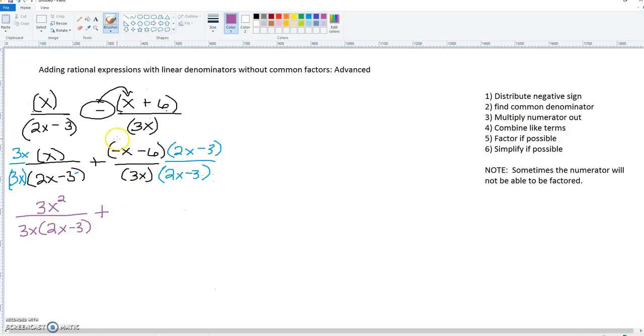Put our plus sign. And now we're going to distribute. We're going to do the FOIL method like we did in week 3. So negative x times 2x gets us negative 2x squared. Negative x times negative 3 is a positive 3x. Negative 6 times 2x is a negative 12x. And negative 6 times a negative 3 is a positive 18. And again, that's all over our common denominator.